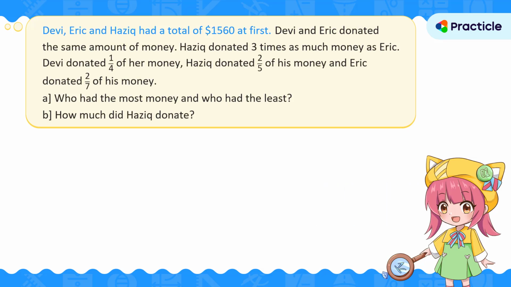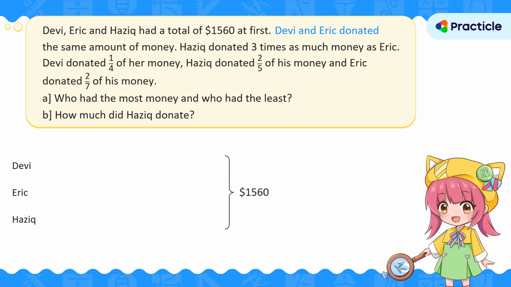Devi, Eric and Hazik had a total of $1,560 at first. Let's try to draw a bar model to represent what we know, alright? We know that Devi, Eric and Hazik had a sum of money. How much did each of them have? We don't know. What we do know is the total amount of money that they had. How much did they have? Yes, $1,560.